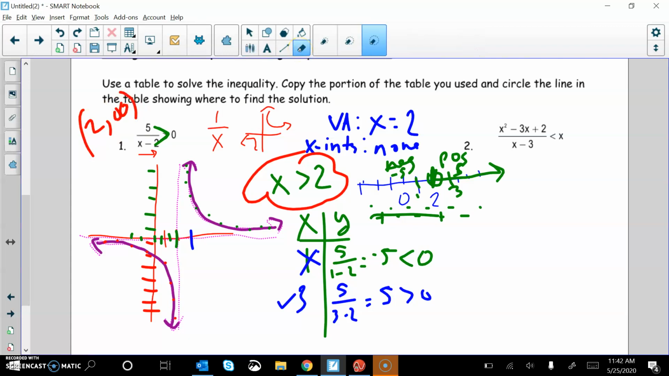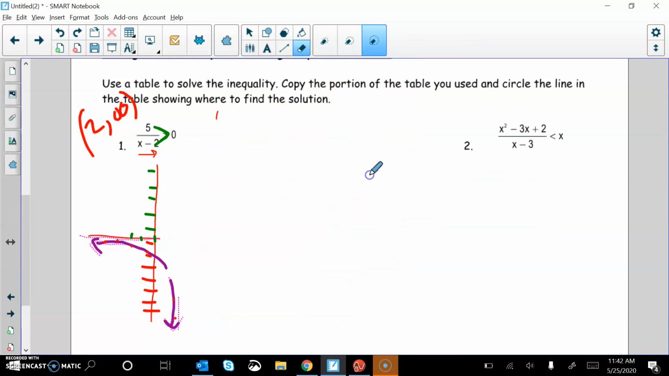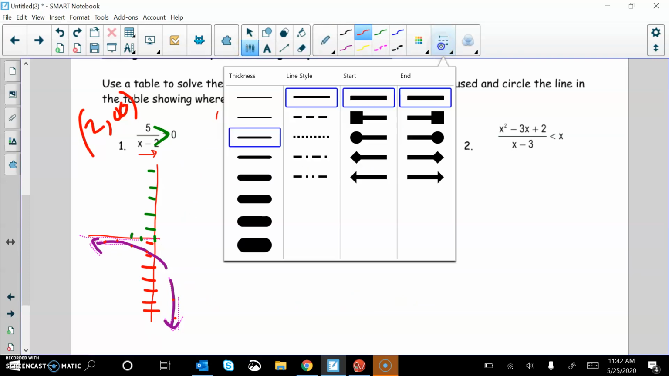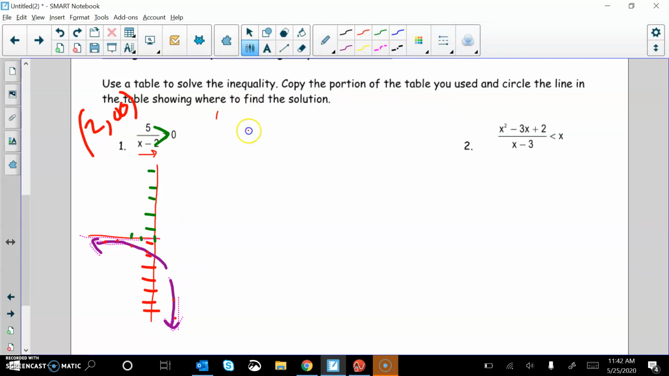All right, so let's clear this out. And we're going to work on number 2. All right, so here are the steps. So step 1, set one side to 0. Okay, so set one side to 0.